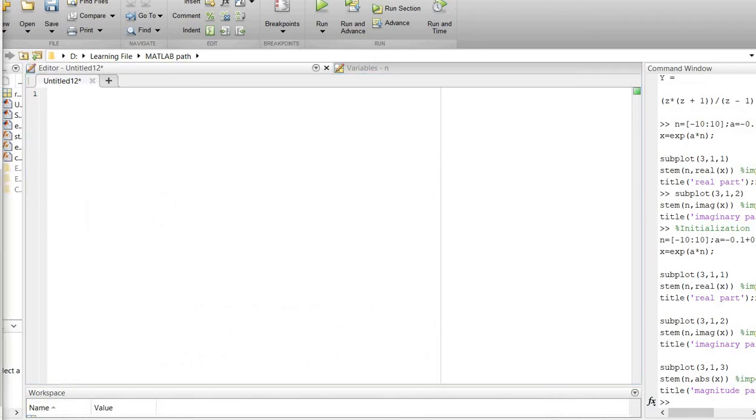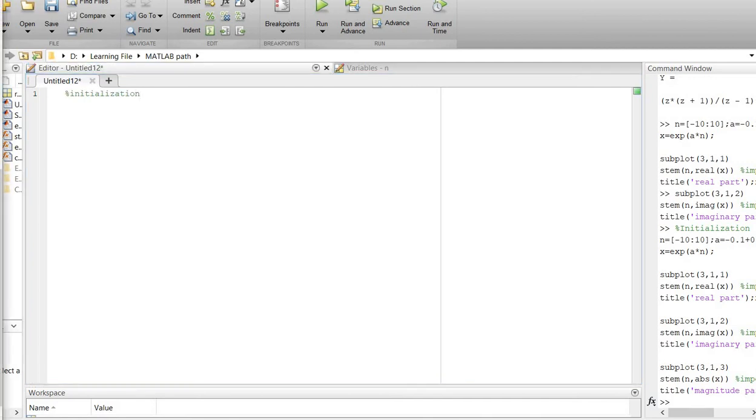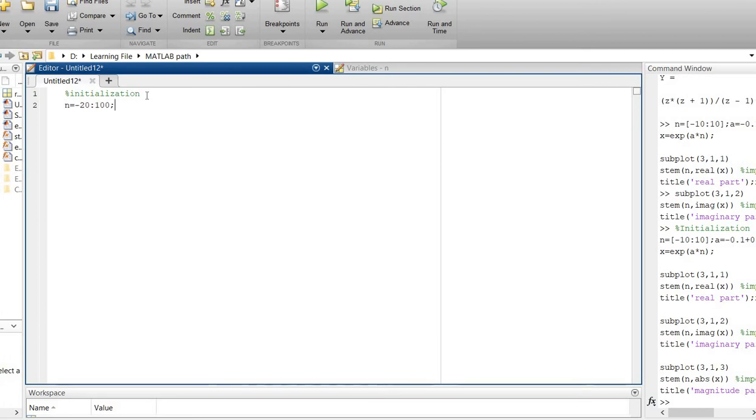Okay, so initialization. Okay, so the boundary -20 to 100 as stated in the problem, and b is equal to 1. I know you have questions, but hold your horses. Okay, 1, -1, 0.9.